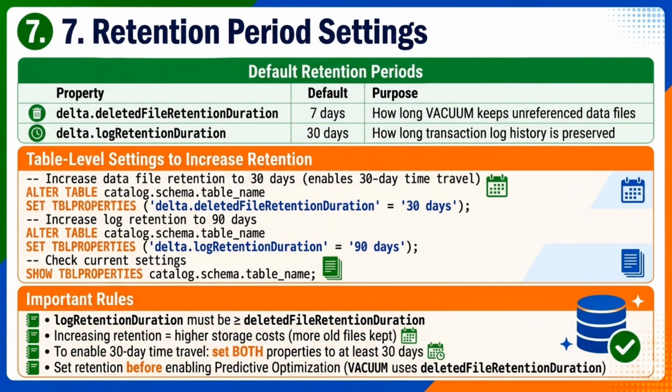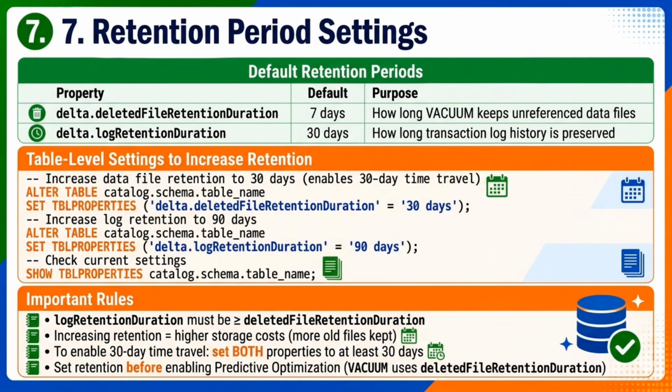This is especially important because Vacuum uses deleted file retention duration when determining which unreferenced files can be removed. Closing summary. So, to summarize, the default deleted file retention is 7 days, while the default transaction log retention is 30 days. You can increase these values using table-level TBLPROPERTIES. Use SHOW TBLPROPERTIES to check the current settings. Remember that log retention duration must be greater than or equal to deleted file retention duration.